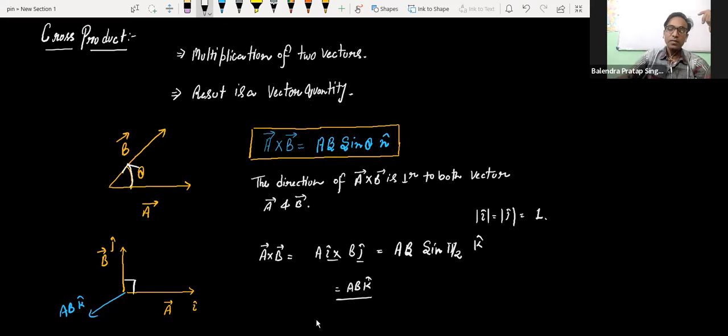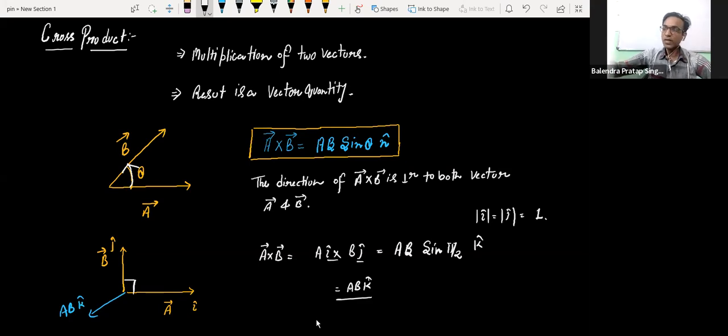And what is the direction? If I take A cross B, then the method is the right hand thumb rule, which says put your palm along one vector and rotate along the second vector, then the thumb will give you the direction of your resultant vector. So for A cross B, you put your palm around A and rotate it along B, and the resultant direction will give you the direction of A cross B. If I take B cross A, then the direction is outward. So you can calculate the direction by yourself.